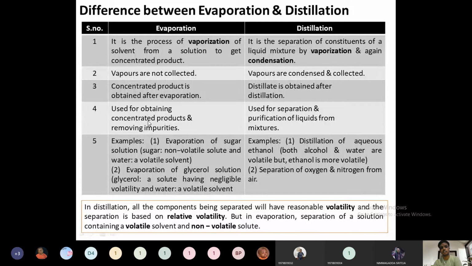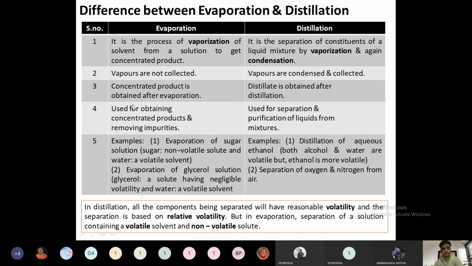The next difference: evaporation is used for obtaining a concentrated product and removing impurities. In the concentration of juice, the impurity is water. So that impurity we release to the environment, and the concentrated product we collect. Whereas distillation is used for separation and purification of liquids from mixtures. Two or more useful components will be present in the mixture, among which the useful component will be separated, and the residual product will be left in the still.